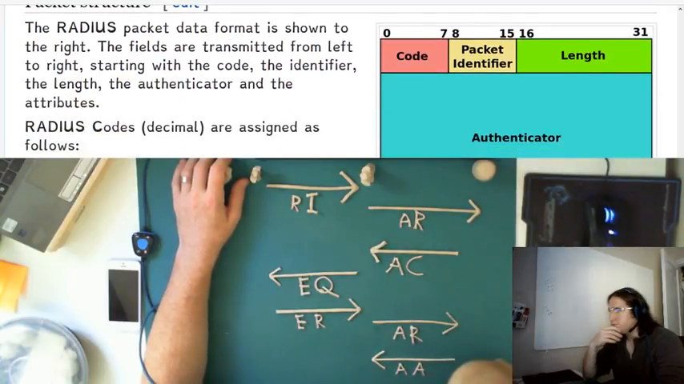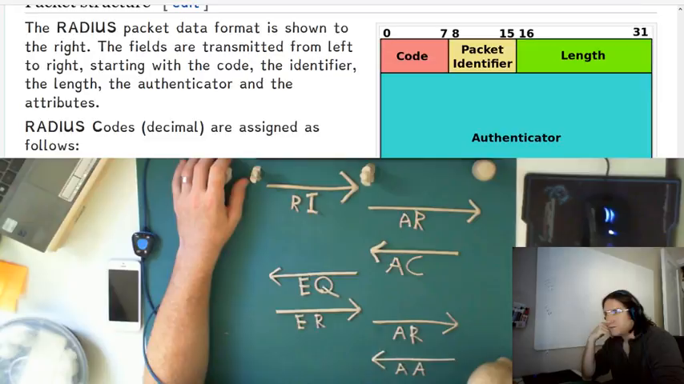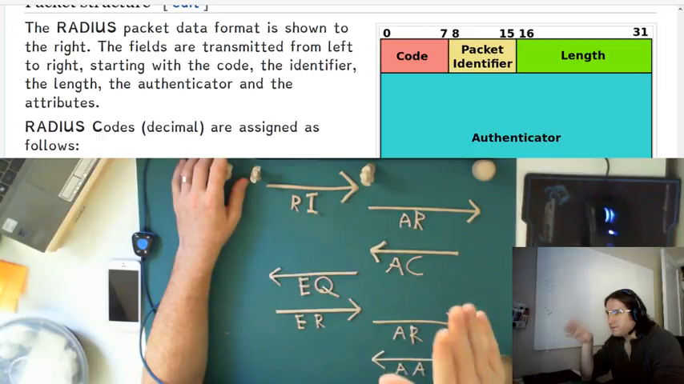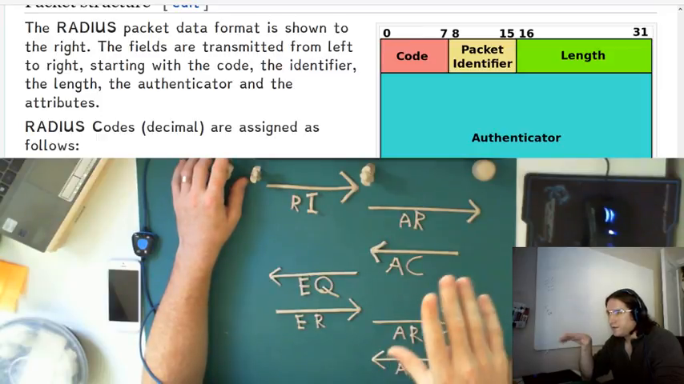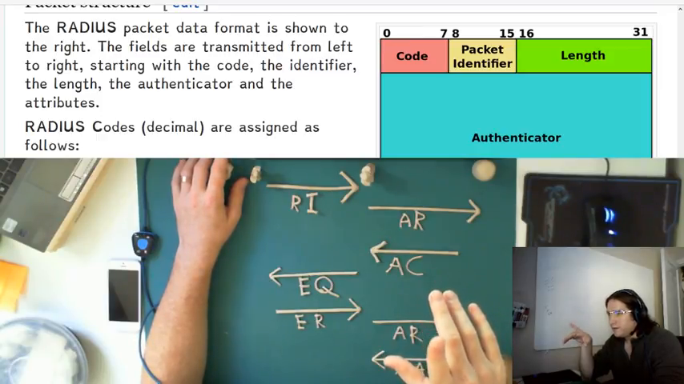The RADIUS packet data format is shown to the right. The fields are transmitted from left to right, starting with the code, the identifier, the length, the authenticator, and attributes.